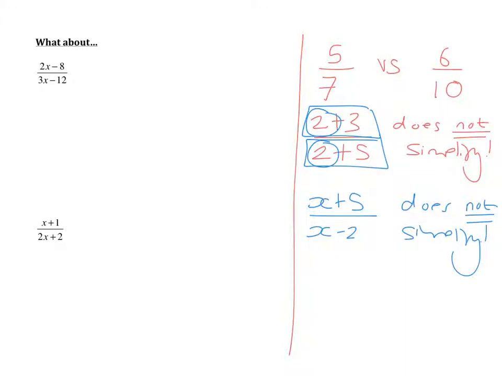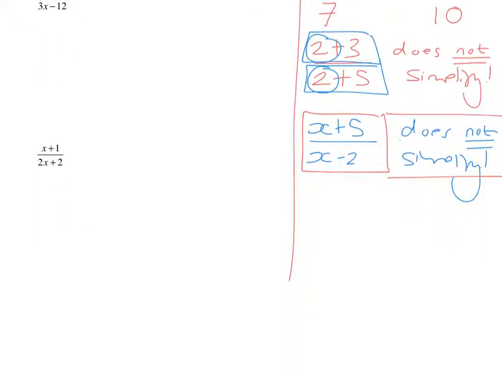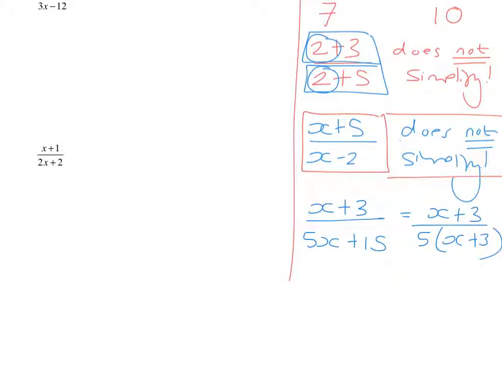We cannot cancel down the x's, cross them out, anything like that, and it's really crucial that we understand that this does not simplify. However, this example is a bit different. If I have x plus 3 over 5x plus 15, notice if I factorise the denominator, 5 bracket x plus 3, I now have a factor of x plus 3 which will cancel with a whole factor of x plus 3, leaving me with 1 in the numerator, 1/5. So here I can simplify. I can divide through by the whole of the x plus 3 factors.